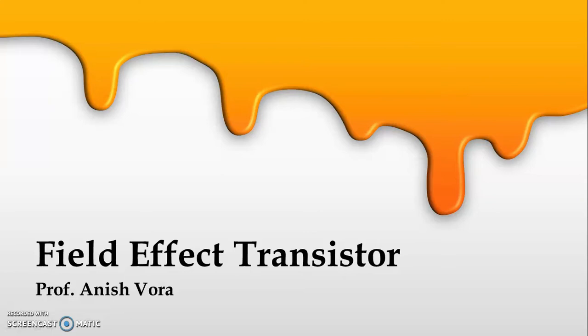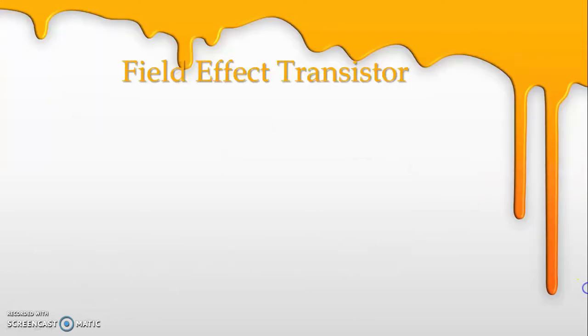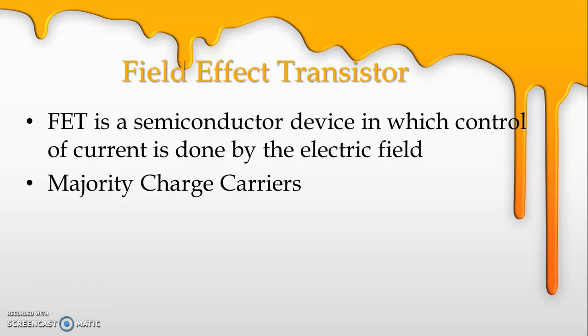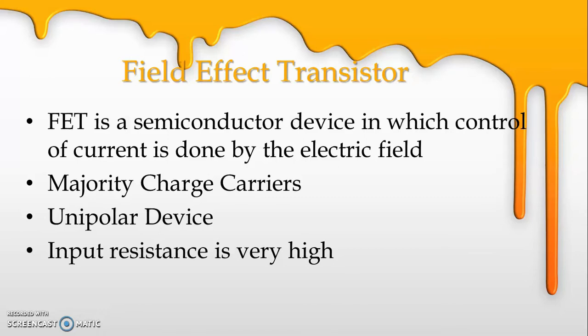In this video lecture, we will study about the different types of transistor, and that is a field effect transistor. We call it FET for field effect transistor, and FET is a semiconductor device in which control of current is done by electric field, and the conduction of current is possible only due to majority charge carriers, and that is why FET is known as a unipolar device, because only single polarity charge carriers are responsible for conduction of current, and the input resistance is very high. That is why it does not load the source.